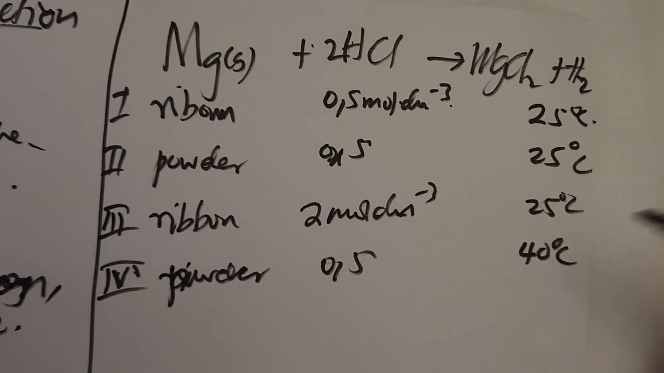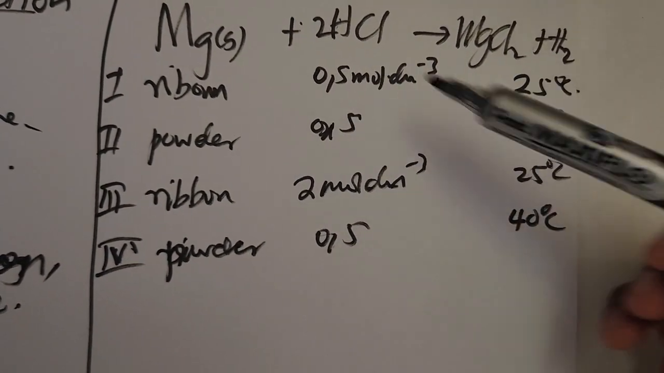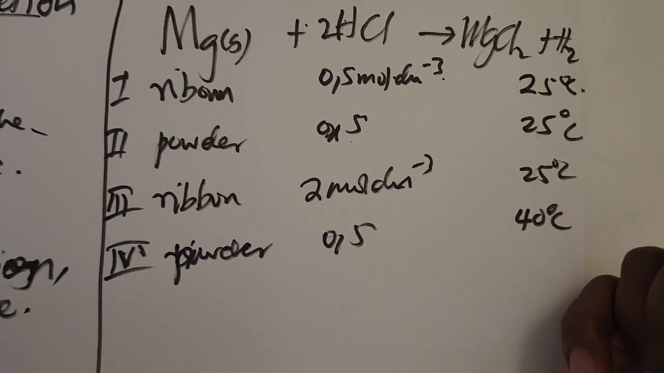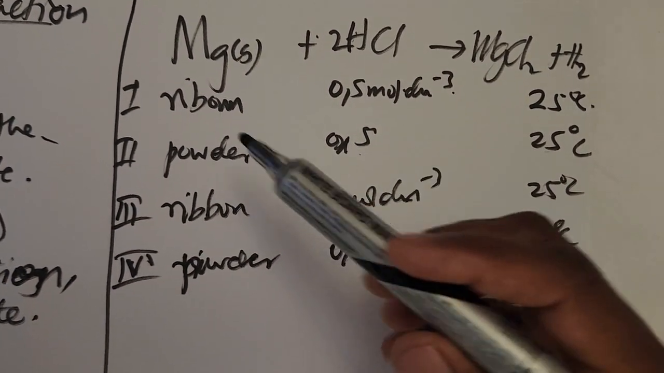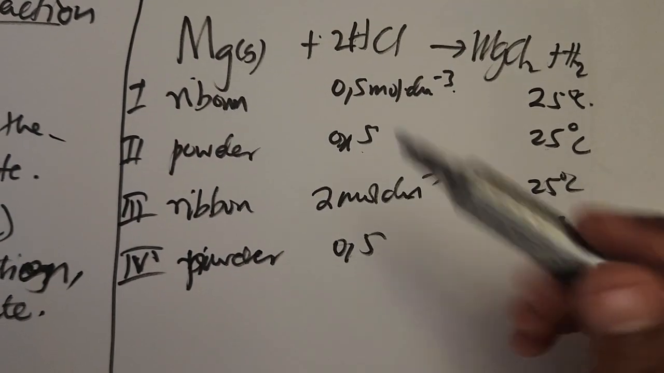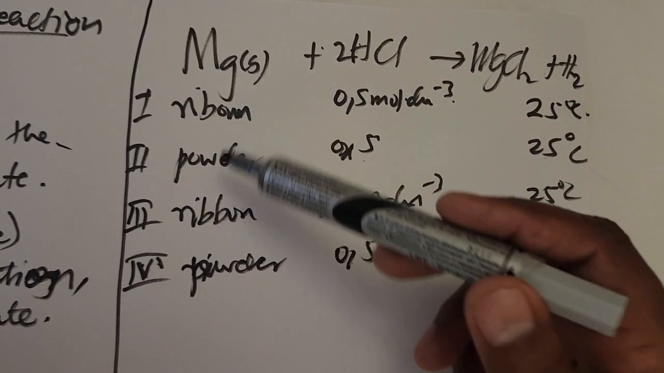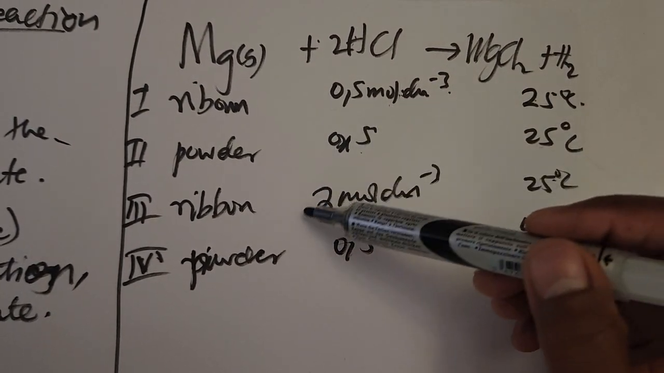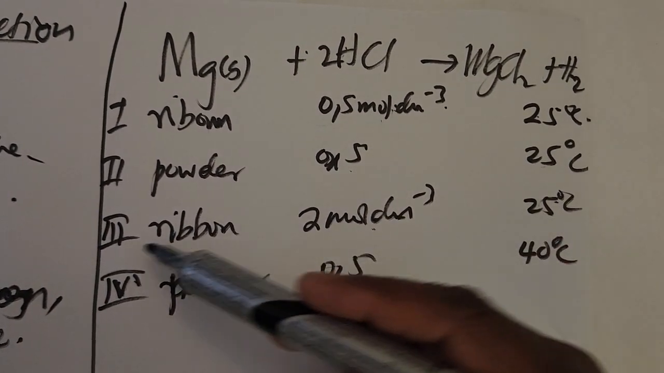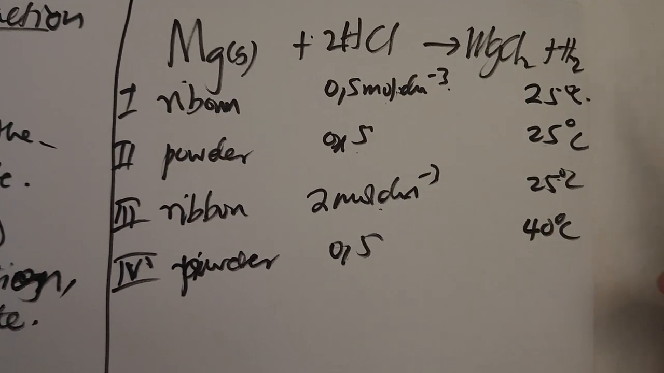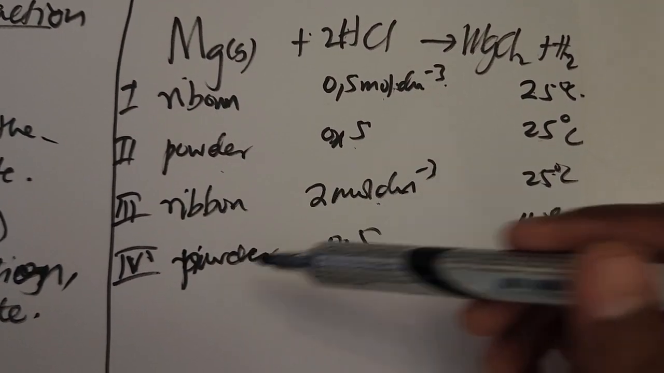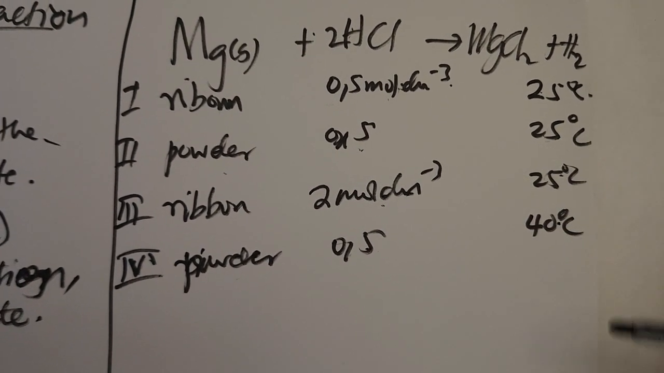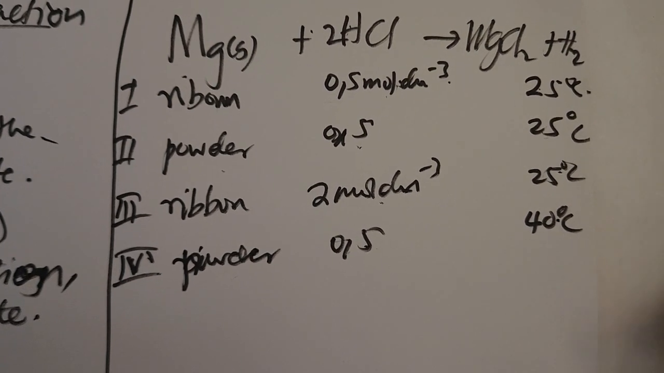If I compare experiment 1 and experiment 2, temperature is the same, concentration is the same, then I only compare the state of division of magnesium here. Therefore, ribbon and powder, so powder will be faster than the ribbon. If I compare 1 and 3, ribbon, temperature is the same, but look at concentration. This one is 0.5, this one is 2. Therefore, reaction 3 will be faster than reaction 1. If I compare reaction 2 and 4, powder, concentration is the same, but look at the temperature. Then reaction 4 will be happening at a faster rate compared to reaction 2.